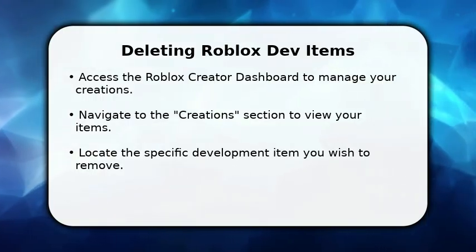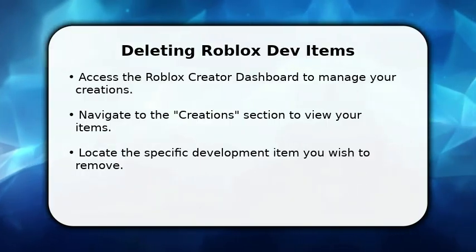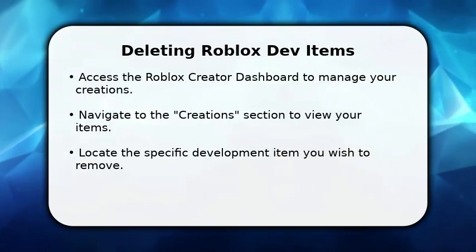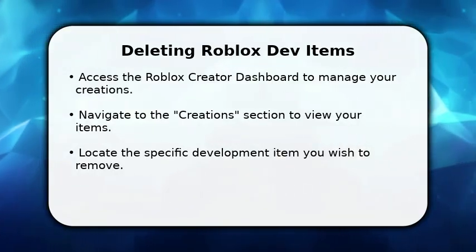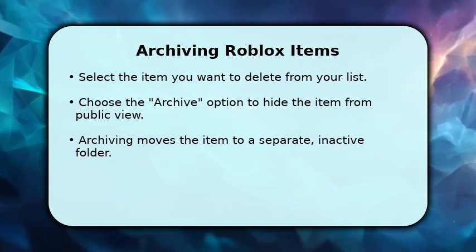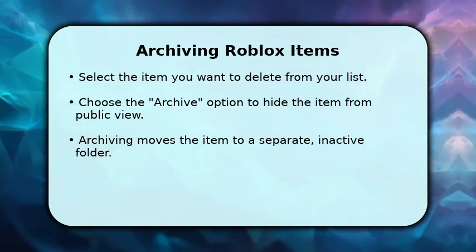Click on Creations in the left-hand menu. This section displays all the items you've developed, such as models, decals, and audio. Find the particular item you intend to remove from your inventory. Once you've found the item, click on its three-dot menu icon. From the drop-down, select the Archive option.